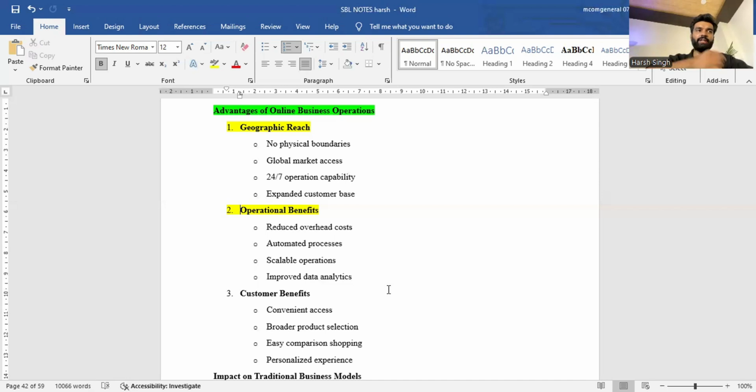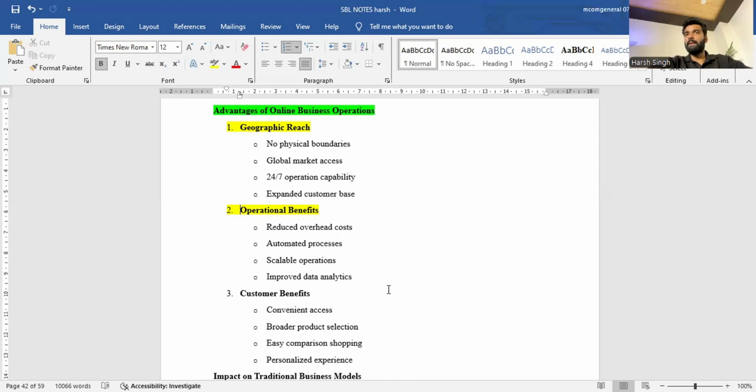The second thing is the 24 into 7 operations. The website is open 24/7. The salesperson sitting in the shop will be there for 12 hours, 14 hours, but the website will be there for 24 hours. Then operational benefits. First of all, it will reduce the cost. You don't need to have different employees, you don't need different sales managers for the customers.